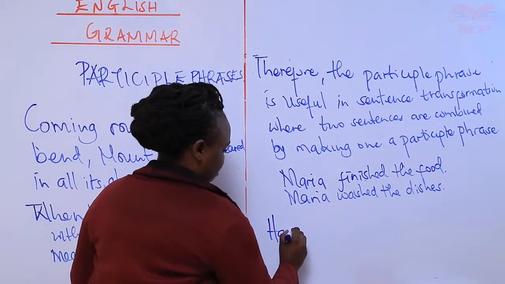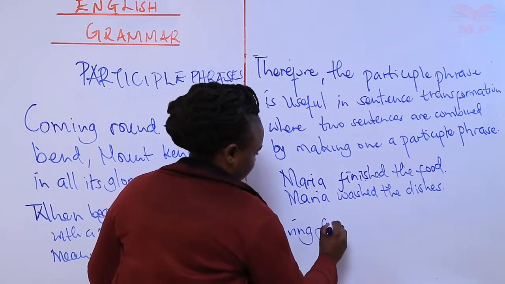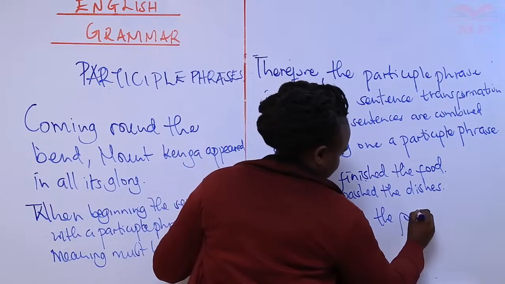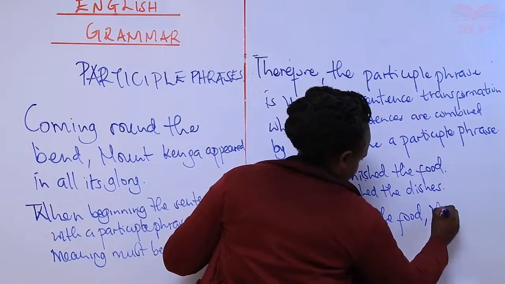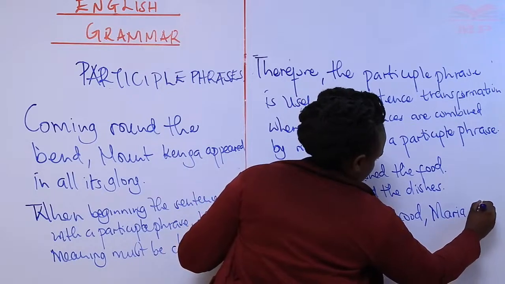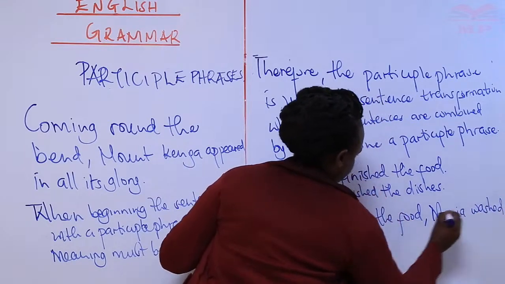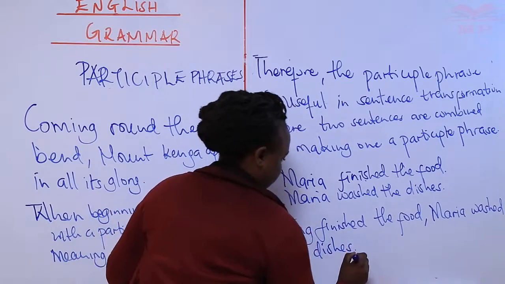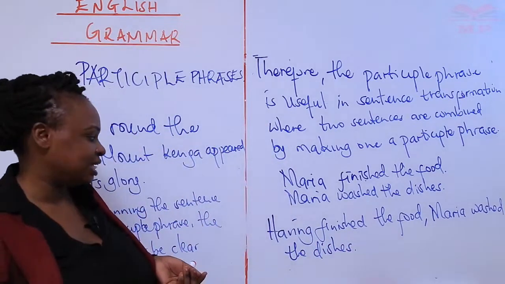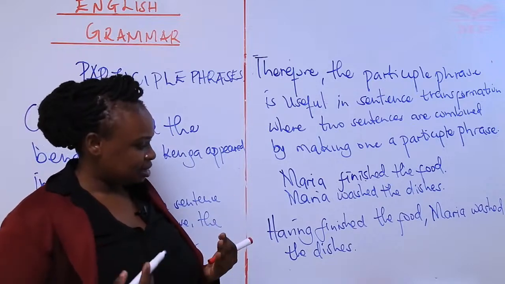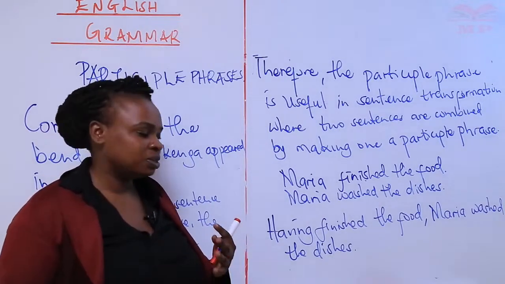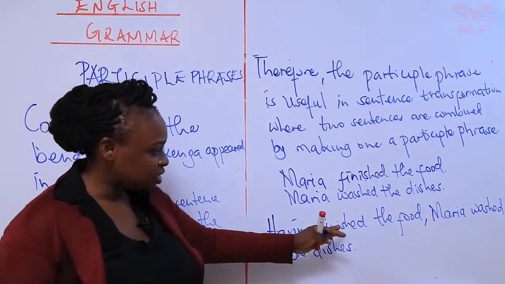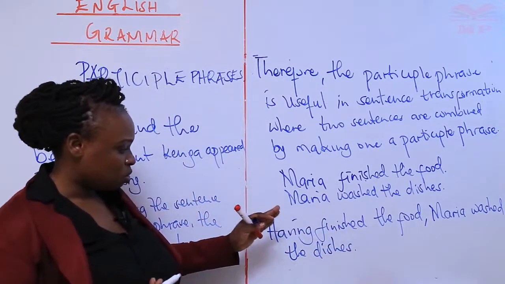So having finished the food, Maria washed the dishes. So that as you're writing, as you're speaking, you can always create variety in the way you're speaking by using the what? The idea of a participle phrase. So having finished the food, Maria washed the dishes.